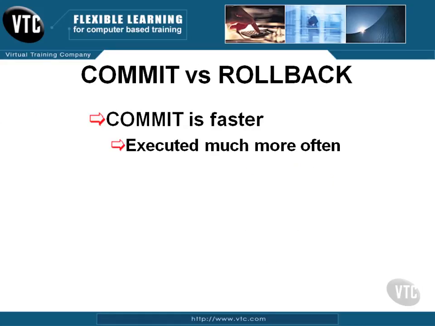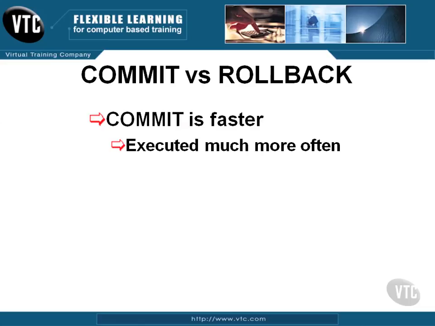Commit and rollback, what do? Well, generally a commit is faster. Why? Because it's executed much more often. Mostly. I've never seen a database that has far more rollbacks than commits. Generally, you would think that you're actually making positive changes rather than undoing mistakes all the time.